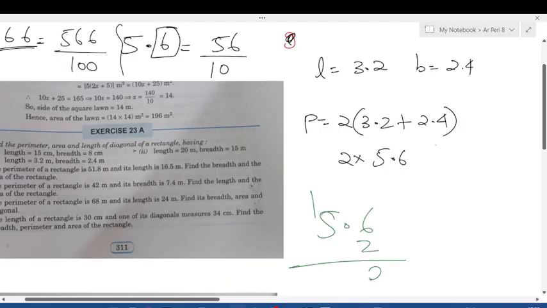2 6s are 12. The point will remain as it is. How much are 5 2s? 10. 10 plus 1 is 11. The answer is 11.2 what? Meters. So perimeter is equal to 11.2 meters.